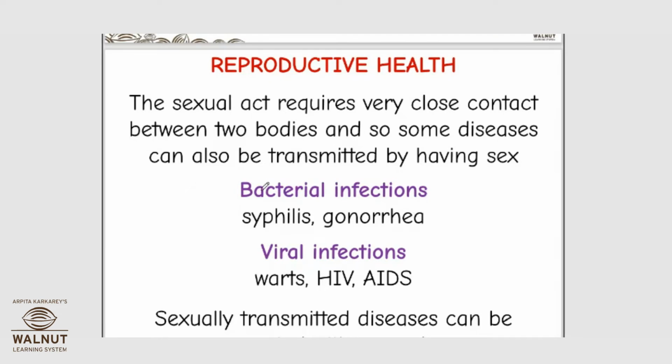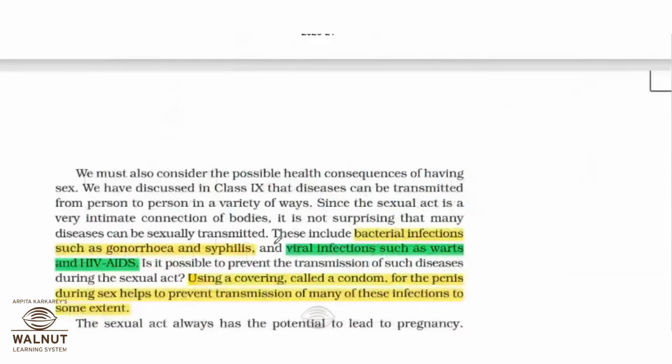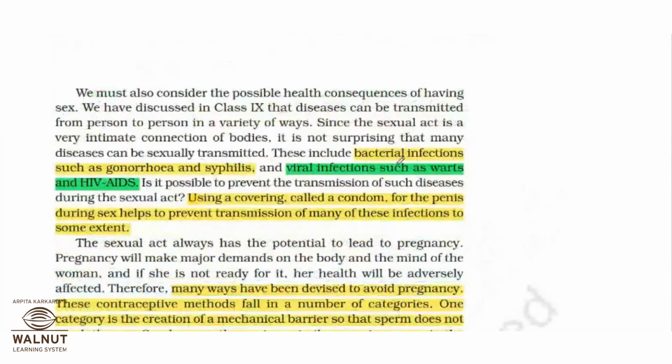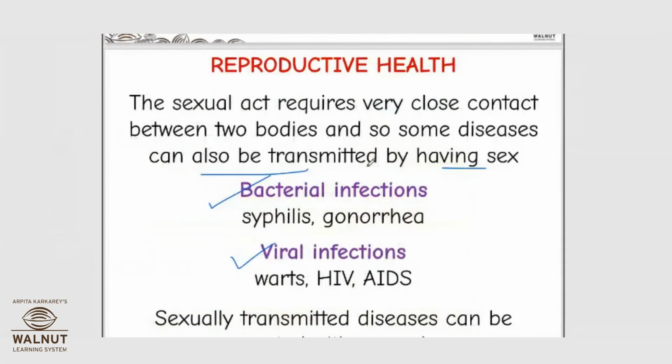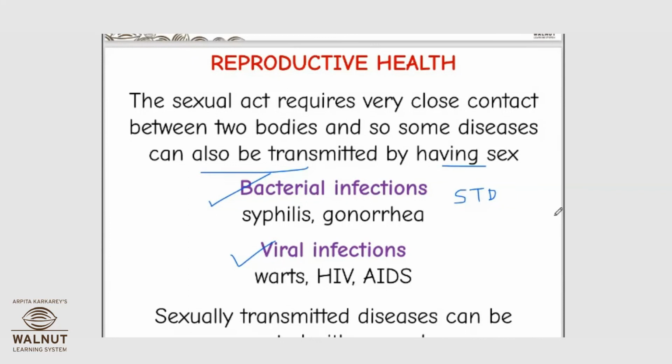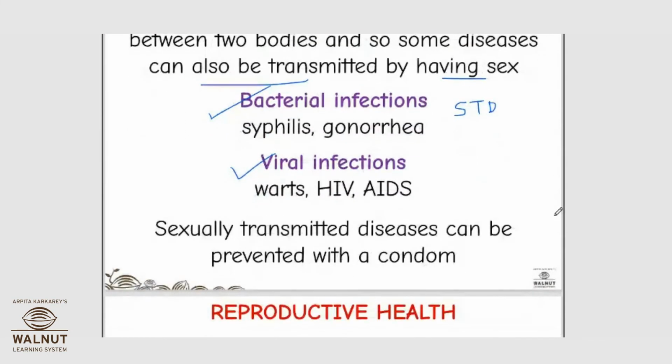So some diseases can also be transmitted by having sex. These are some diseases in the book. Also, I have highlighted here the bacterial infections or bacterial diseases like gonorrhea and syphilis, and some viral infections like warts and HIV/AIDS. So these are some diseases which are sexually transmitted diseases. These are called STDs, sexually transmitted diseases. So they can be prevented with a condom.